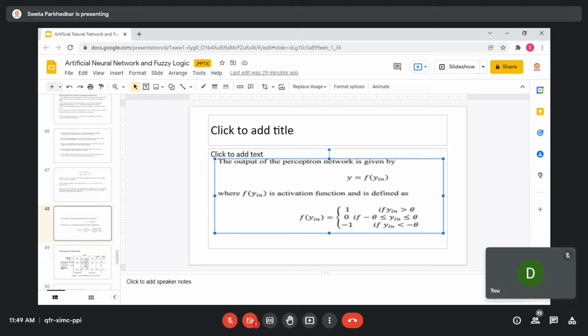Here we are using a bipolar step function. You can see that the function equals 1 when y_in is greater than theta. When y_in is between minus theta and theta, the output will be 0. And it is minus 1 when y_in is less than minus theta.